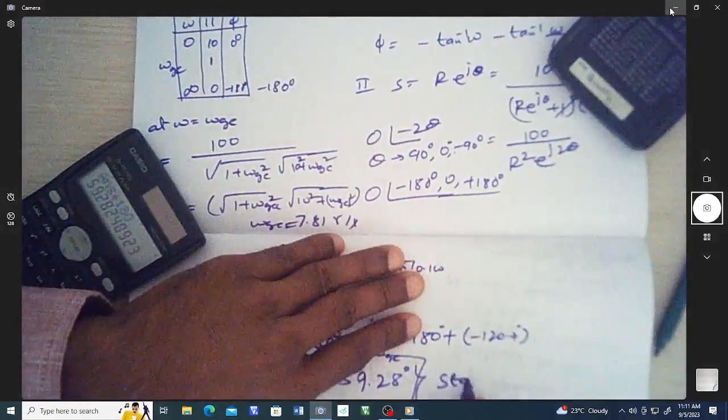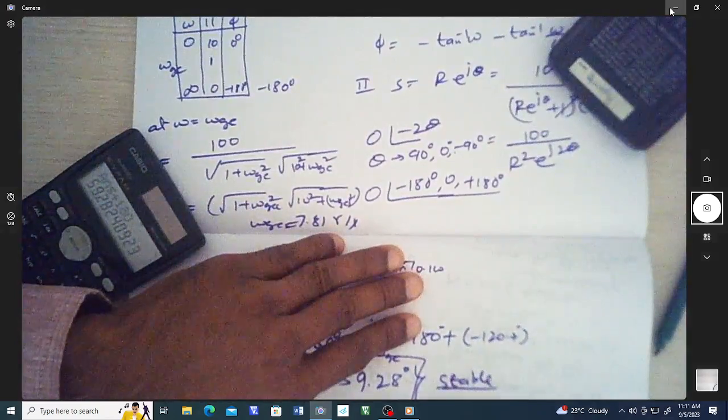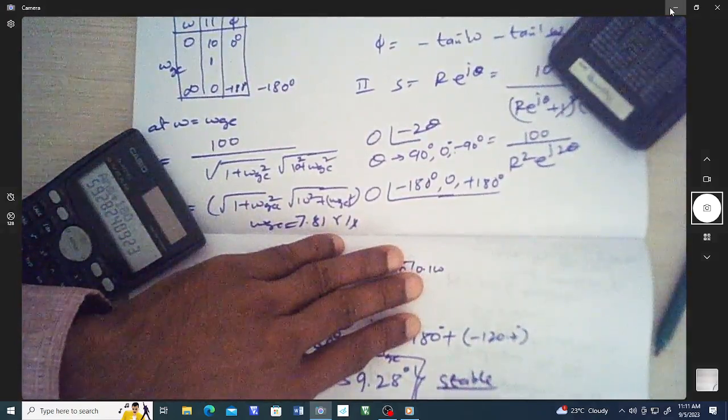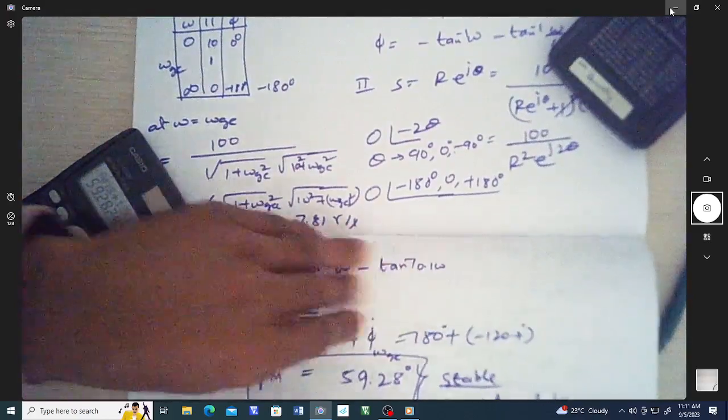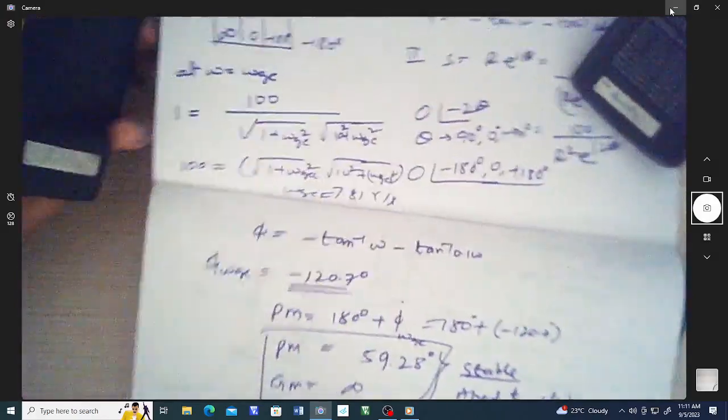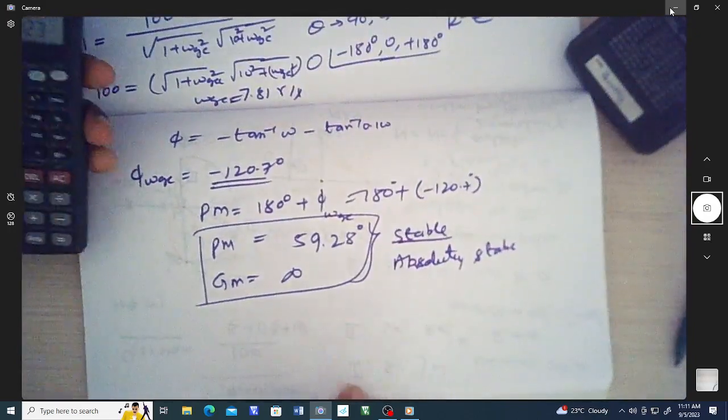Of course it is stable. It's not only stable, it is absolutely stable, because by increasing the gain from 100 to whatever, you can never make the system unstable.